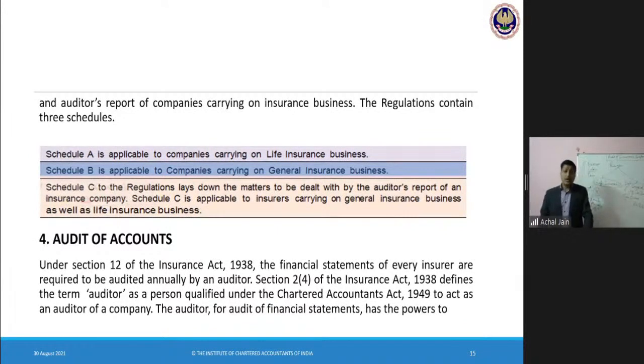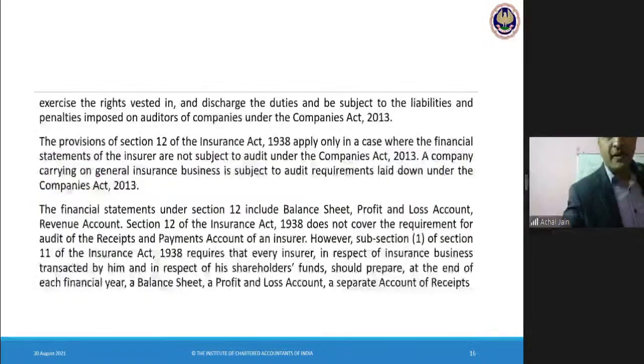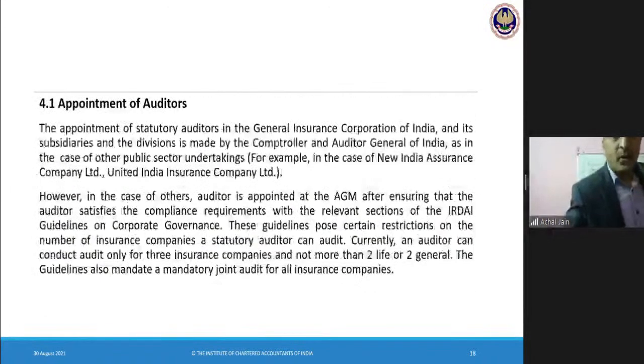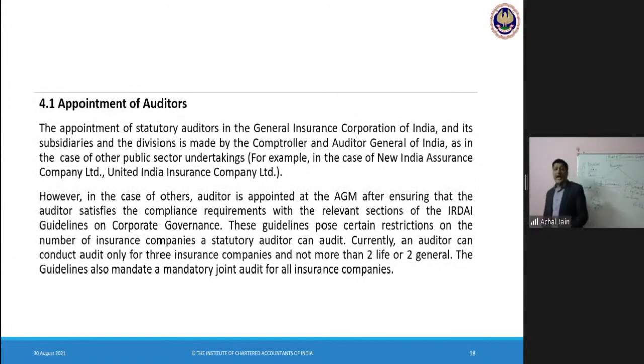Now, audit of accounts of an insurance company is mandatory, like for any other company. The requirements related to the audit of the insurance company, all those aspects, have been covered herein. And the auditor for an insurance company, similar to any other company, has to be a chartered accountant.